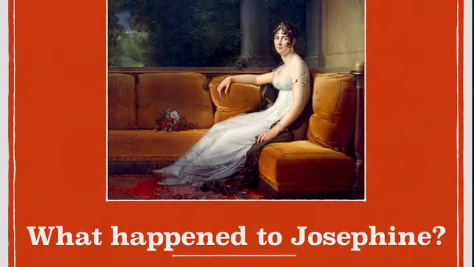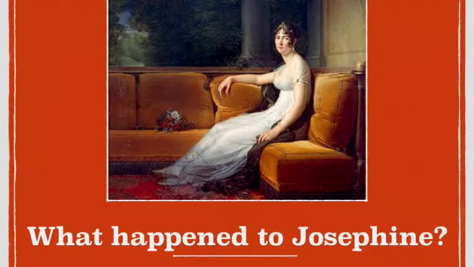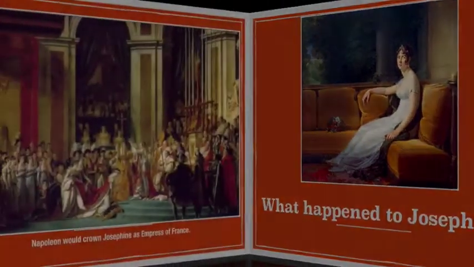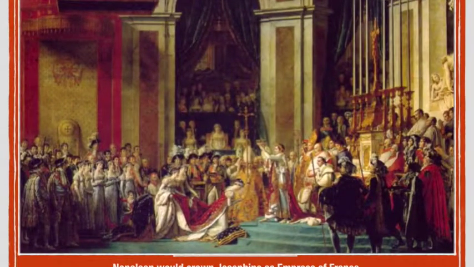But I'm sure you're wondering, after all the drama with the love letters and her cheating on him, whatever happened to Josephine? Oh, Josephine. Well, Napoleon actually crowns her Empress of France. He remains married to her, remains loyal to her. This is an interesting painting because if you look, there he is placing the crown on her head. And as you know, he would place the crown upon his own head.